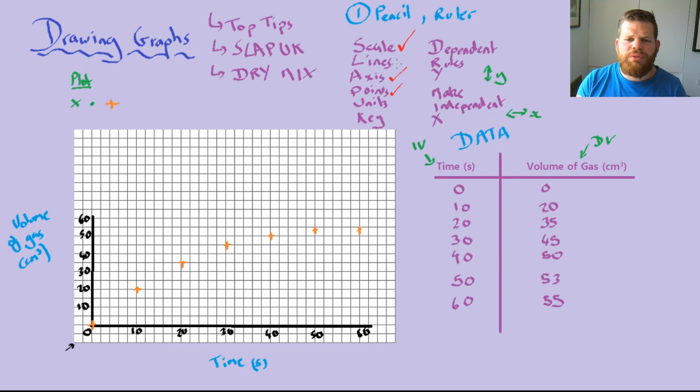Okay, so the next thing we've got is lines. So what's our lines? Well, that's just drawing in our line. What we've got to do is add a line of best fit to this. Now, depending on what science you're doing, and what exam board you have, depends on what line of best fit you do.